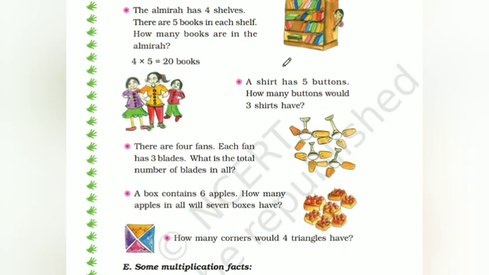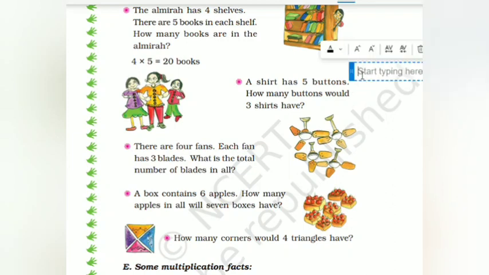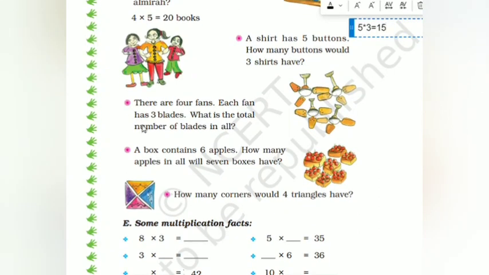Then a shirt has how many buttons? 5 buttons. Then how many buttons have 3 shirts? That is 3 shirts are having 5 buttons. So 5 times 3, that is equal to 15. Okay. Then there are 4 fans. Each fan having 3 blades. Then what is the total number of blades? 4 fans are there and each fan is having how many blades? 3 blades. So the total number of blades is 12.